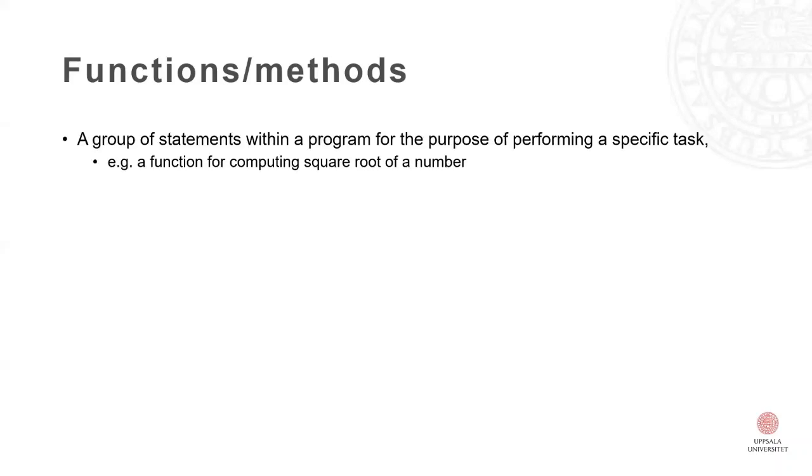So what is a function? A function is a group of statements in the program that has a specific task. For example, imagine you have a function that computes the square root of a number. They bear some similarity to functions that we have in mathematics. Functions have a name, they have a set of input arguments, and as we said, they always return some value.